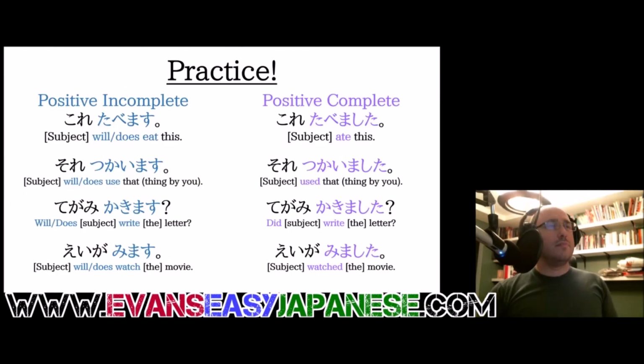Alright, so here is some practice. On the left, we have the positive incomplete. And then on the right, we have the positive complete. And we have basically the same sentence on each side. Just one of them is complete, one of them is not complete. So you can see the difference. Alright, kore tabemasu. Somebody will or does eat kore, this thing. Kore tabemashita. Somebody, maybe me, I ate this.